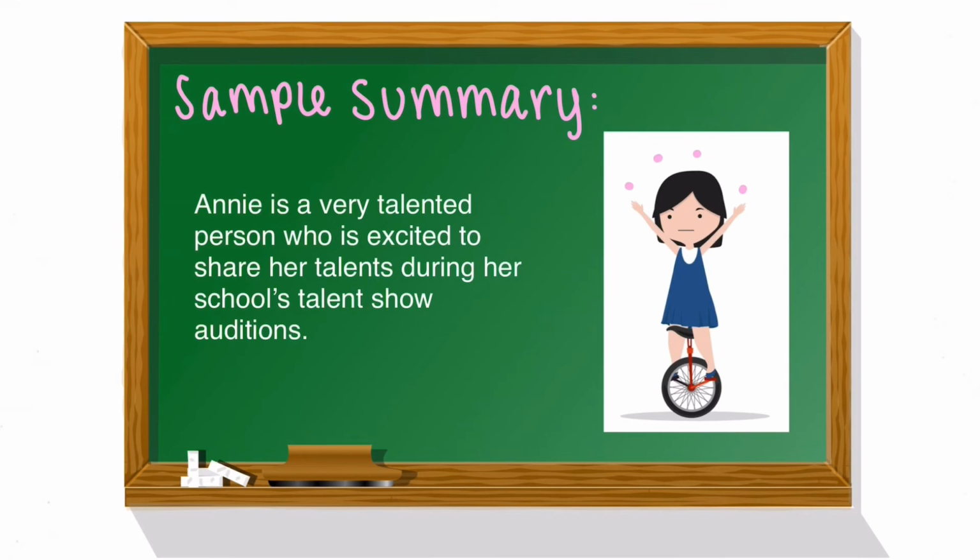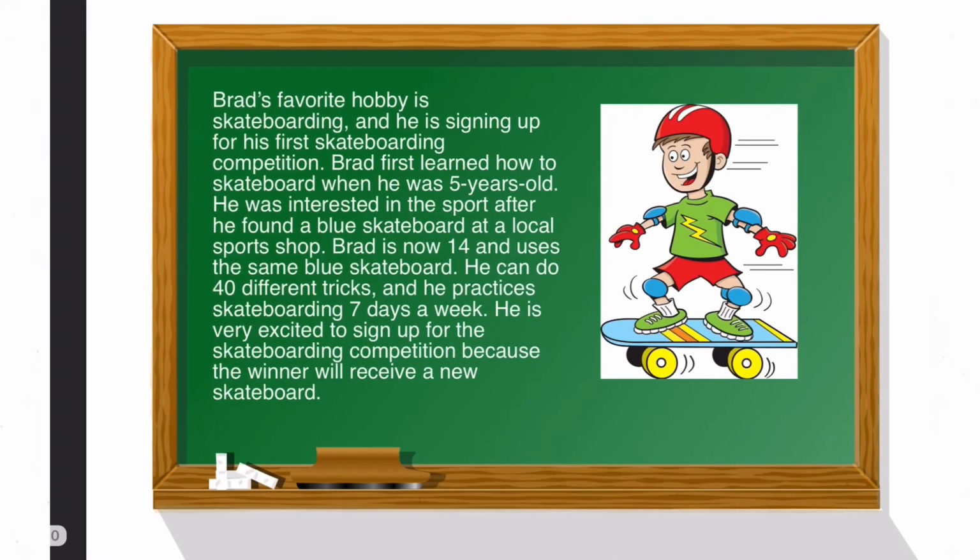Is your summary similar to this? This summary says, Annie is a very talented person who is excited to share her talent during her school's talent show auditions. If so, that is awesome. And remember, your summary does not need to look exactly like this, but it should include the main points that we discussed earlier. Now, let's try another example to continue trying out your skills.